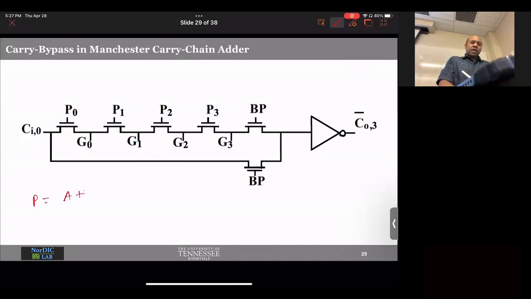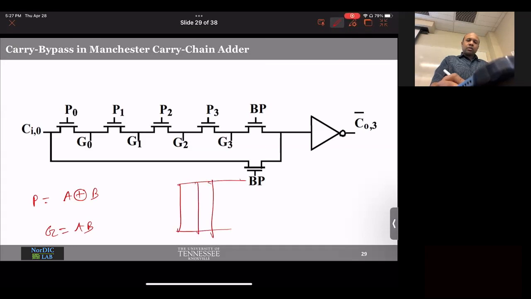Propagate is A XOR B. Generate is AB. Let me actually draw the truth table right here. A, B, this is propagate, this is generate. 0, 0, 0, 1, 1, 0, 1, 1. Let's first do propagate. What is propagate? A XOR B. This is 0, 1, 1, 0. Am I right? What's generate? AB. You have 0, 0, 0, 1.